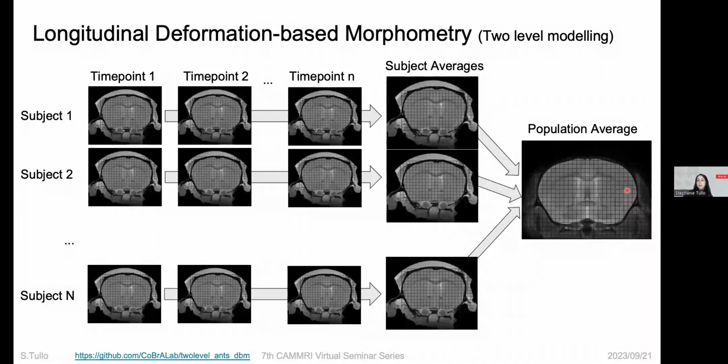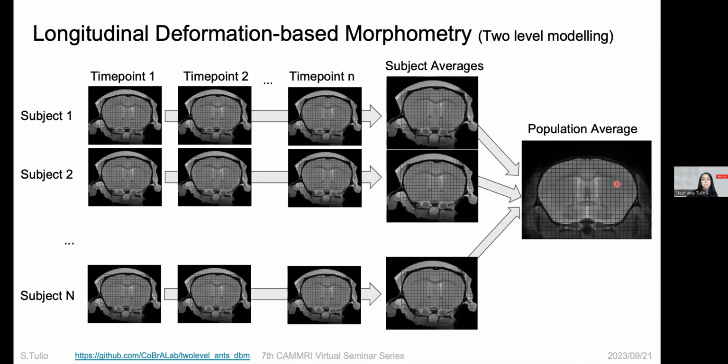And this now allows us to have a common space from where we can perform our statistics, such that no matter what voxel I point to in the population average, it's that same voxel in every subject at every time point.